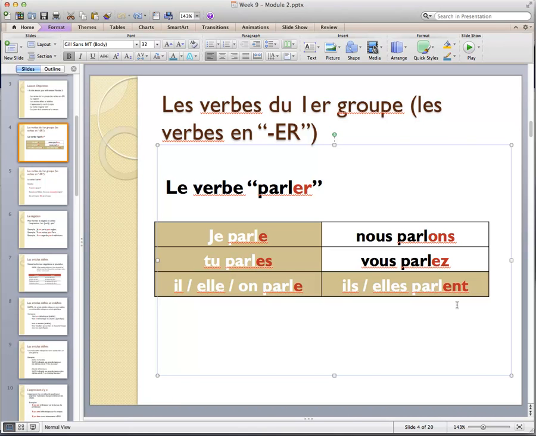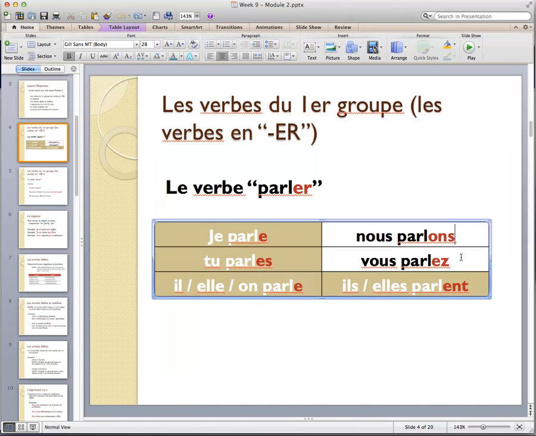Remember that pronunciation in French leaves out some of the letters that we see on the page. The verbs that are all in the brown are what we call the boot of the verb. All of those verbs sound the same. Je parle, tu parles, il parle, elle parle, on parle, ils parlent, elles parlent. The only two that sound different are nous parlons and vous parlez.